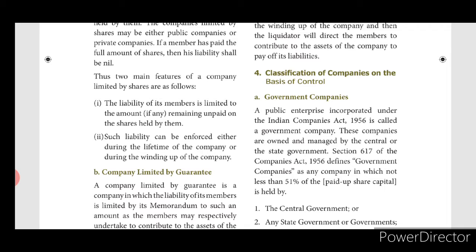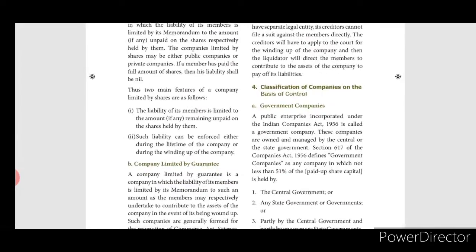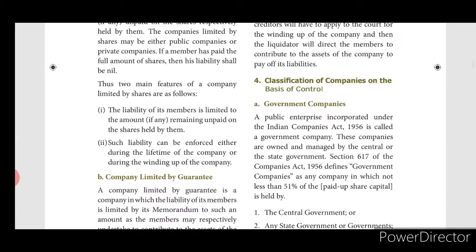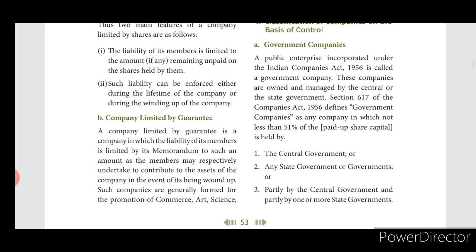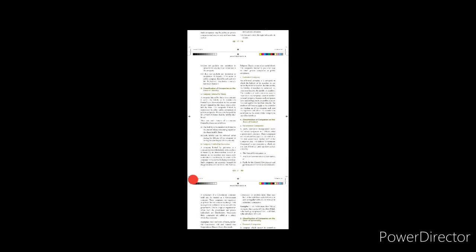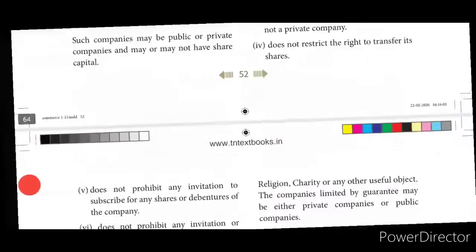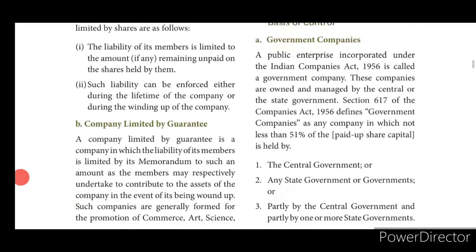Though the 1956 Act is still active, when we write in the exam, we mention the new act that we have. Okay, see, that is it. So a government company means a company in which more than 51% of the paid up share capital is contributed by the central government or by the state government, or it can even be both the central and the state together. That also can happen. So these are the conditions for a government company.